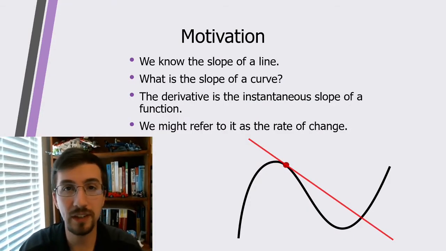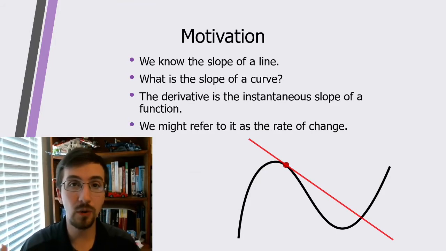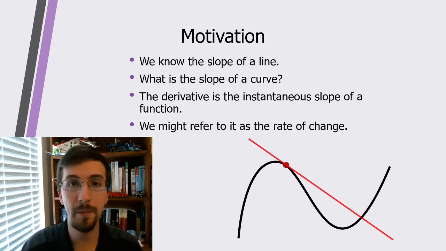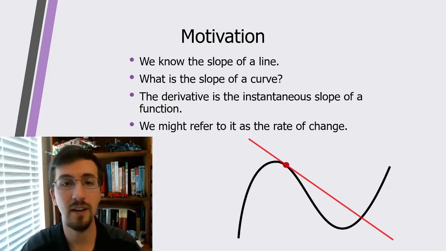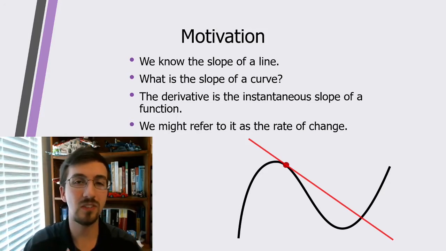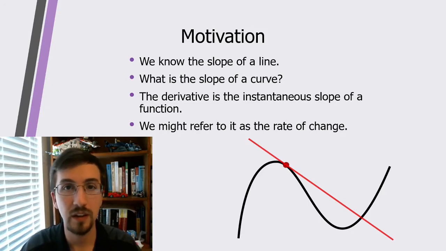So, the motivation for derivatives comes from the very simple idea: we know the slope of a straight line, right? y equals mx plus b. We know the slope is m. It's a constant, rise over run. We know that very, very well. But what is the slope of a curve? That's a question we don't necessarily know the answer to, and that's where derivatives come in.